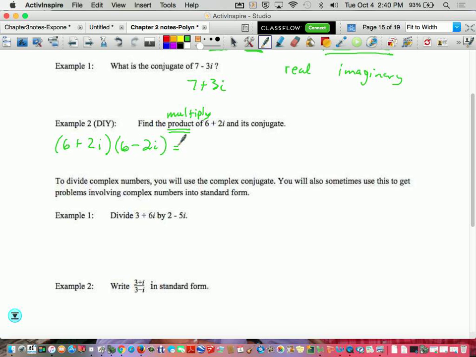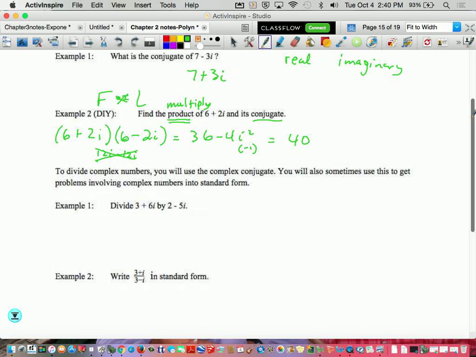Now, you don't have to worry about the middle part because you get 12i and negative 12i. They're always gone. They'll never add up to 0 every time. So just do the first and last in FOIL. Don't do the OI. If you know it's the conjugate, just multiply first and last. So you have 36 minus 4i squared. I squared is negative 1, so it's really 36 plus 4, or 40. So you can multiply and get a real number.